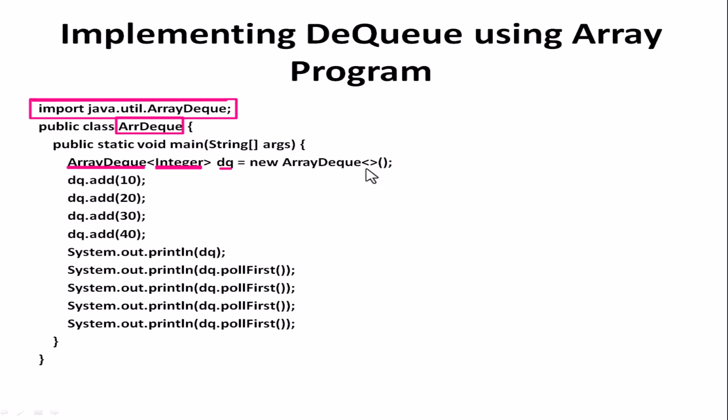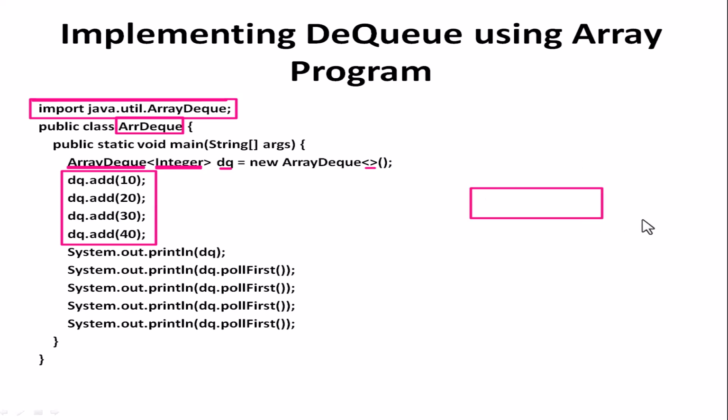Whenever you are using a collection, at that time you are going to specify the less than and greater than symbols. By using the object, if you want to add elements, dq is the object name, dot add 10, 20, 30 and 40. So all the elements are added to the queue.